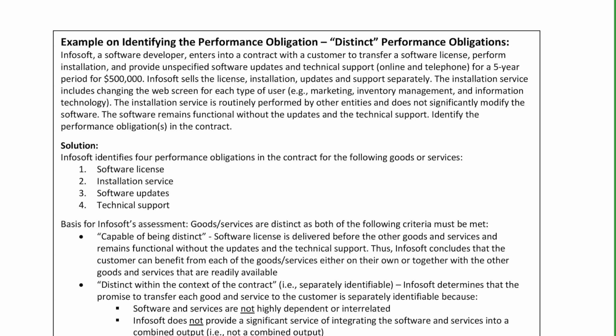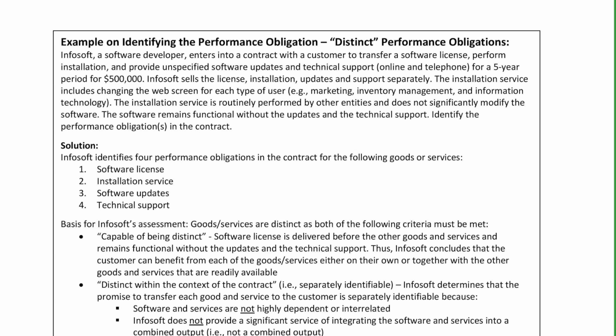Infosoft sells the license, installation, updates, and support separately. The installation service includes changing the web screen for each type of user, for example, marketing, inventory management, information technology. The installation service is routinely performed by other entities and does not significantly modify the software. And the software remains functional without the updates and the technical support. Your job here is to identify the performance obligations in the contract.